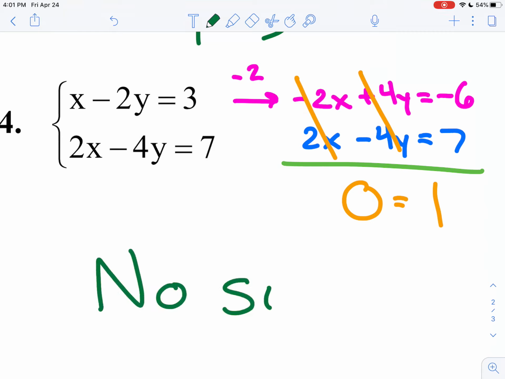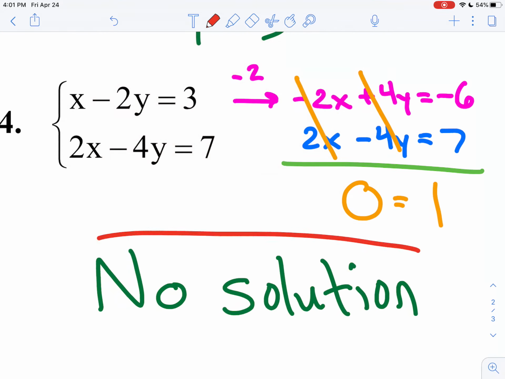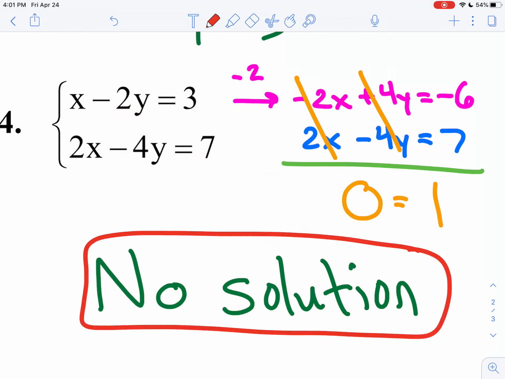Those are parallel lines, so no solution. So if all the variables disappear and your statement is totally false, then that's a no solution scenario.